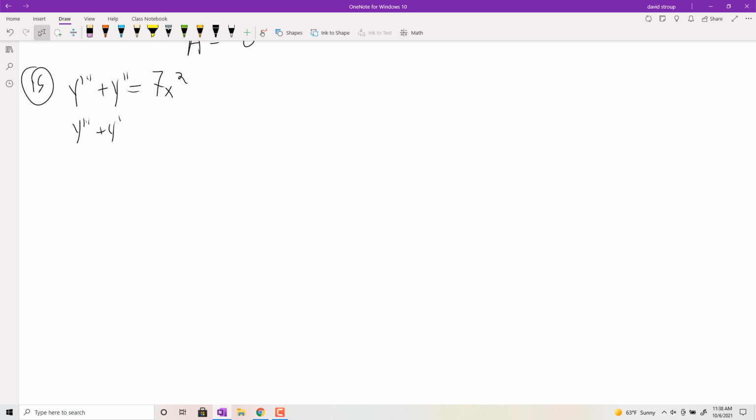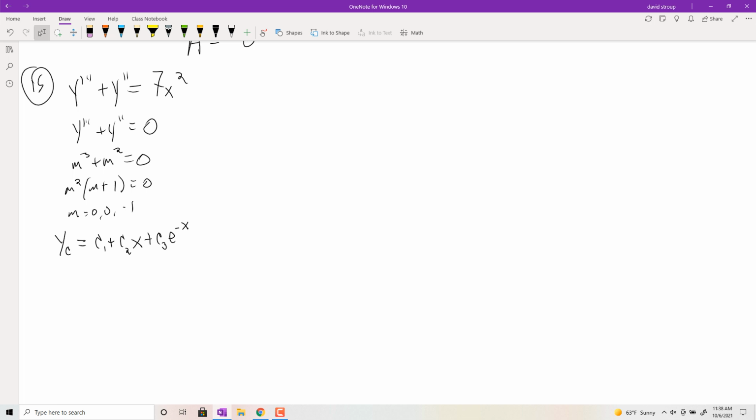y triple prime plus y double prime is 0, so m cubed plus m squared is 0. Factor out the m squared, so you get m plus 1 is 0. So the roots are 0, 0, -1. Okay. So our particular solution, or sorry, our y sub c, the complementary part, is going to be c1 plus c2x plus c3e to the negative x.